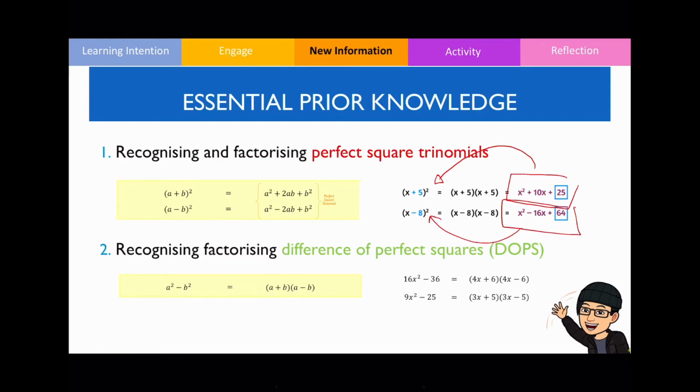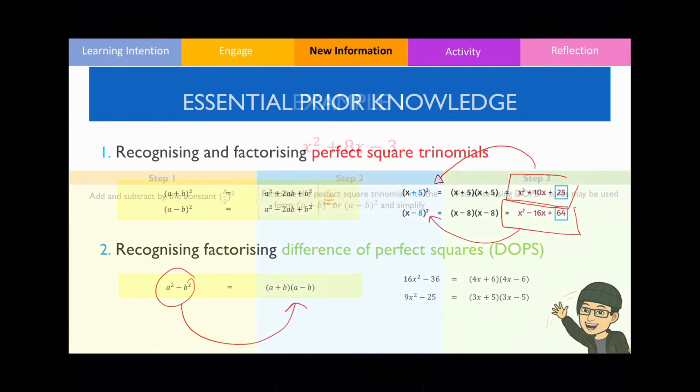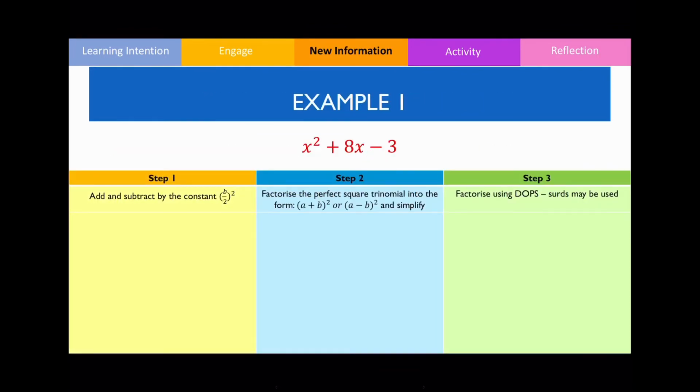Similarly, you also need to have an understanding of how to factorize a difference of perfect squares as well. So being able to go from this form over here to the factorized form, the one that has the sets of brackets. Let me show you about 4 examples or so of what I mean by this. In the example x squared plus 8x minus 3, we're going to need to follow these 3 steps in order to factorize it by completing the square.